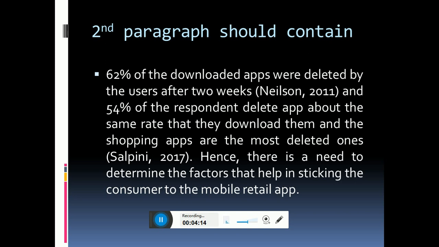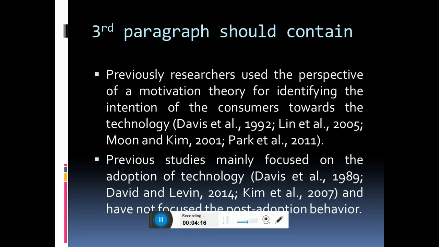So in the third paragraph, you have to discuss what has been done in this area. You can tell the previous research like this: previous researchers used the perspective of motivation theory for identifying the intention toward the technology, and studies have used the technology acceptance model, and they have considered only the adoption behavior and have not considered the post-adoption behavior. Therefore we are going to address the post-adoption behavior, that is mobile stickiness.